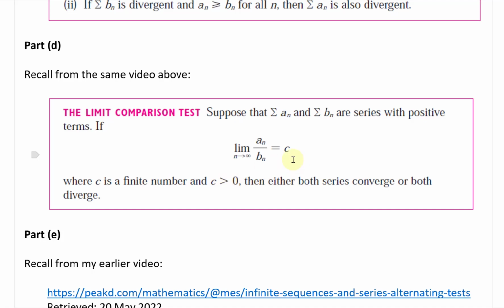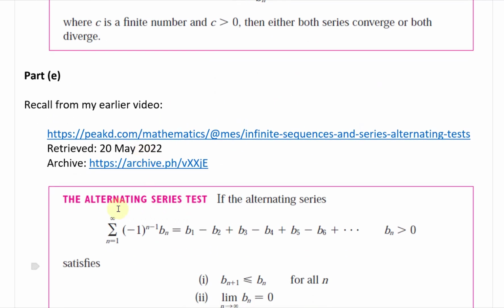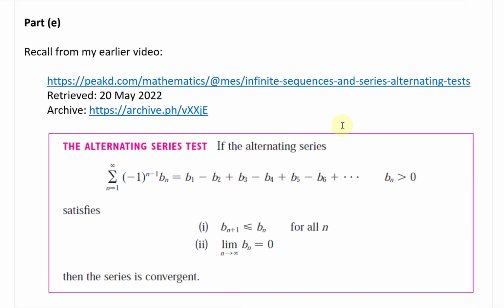Now that's a very interesting step. Basically, it's like a multiple of each other, so they're just copying each other. So this converges, and the other one converges if it's a number here that's greater than 0. And then part E is the alternating series test. Recall from my earlier video, here's this from a different video. This is the alternating series test right there.